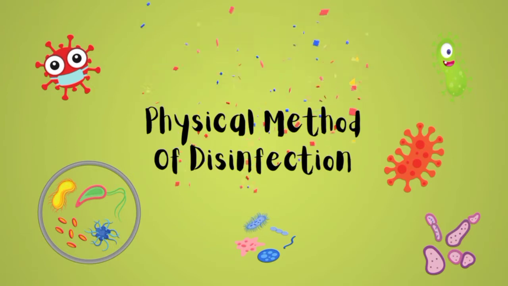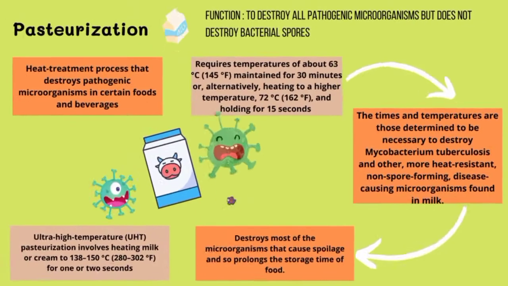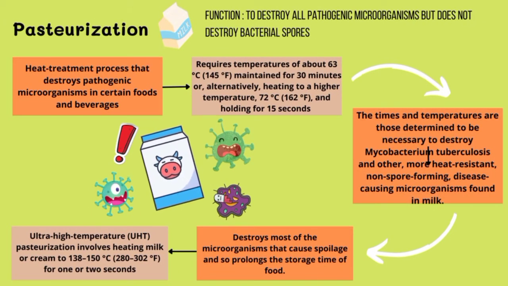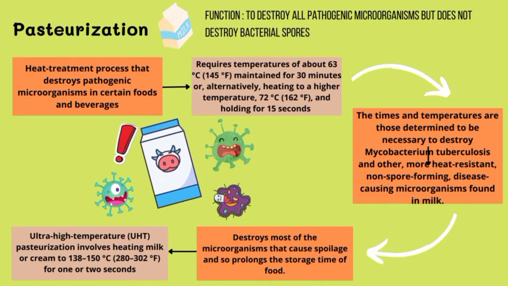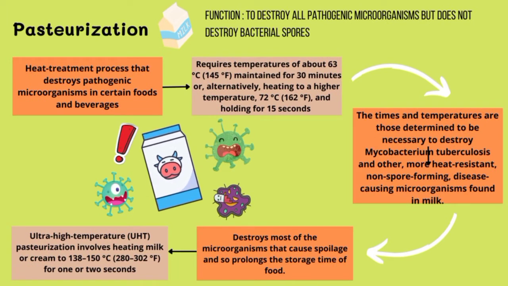Next is the physical method of disinfection. The first one for the physical method of disinfection is pasteurization. The function of this method is to destroy all pathogenic microorganisms but does not destroy bacterial spores. This process is a heat treatment process that destroys pathogenic microorganisms in certain foods and beverages. It requires a temperature of about 63 degrees Celsius, maintained for 30 minutes, or alternatively heating to a higher temperature, 72 degrees Celsius, and holding for 15 seconds.